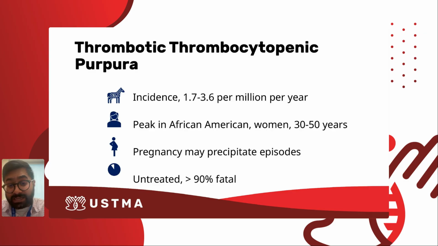Different conditions like pregnancy can precipitate episodes. And if left untreated, this is greater than 90% fatal. And so it's really important to have a high index of suspicion when a patient presents with this constellation of symptoms, and have a high degree of suspicion for TTP in general.